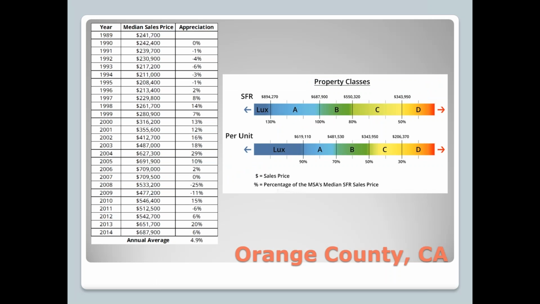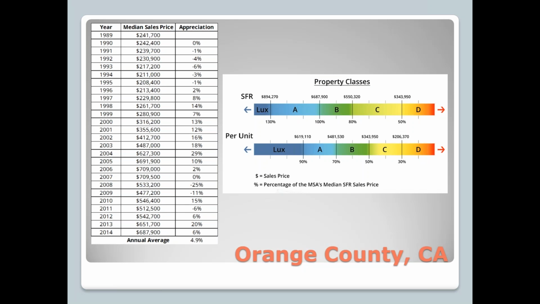So if we take this data, we use it in Orange County. I'm using this as an example. You can see the table here on the left is the prices from the graph. We can see that currently anything in Orange County that's a single family worth less than $343,950 would be considered D-class. So we can use this now to evaluate properties in our local market here of Orange County, and I'm going to share with you a few different out-of-state markets as well. But it's very helpful. You can identify this within minutes, within seconds even.